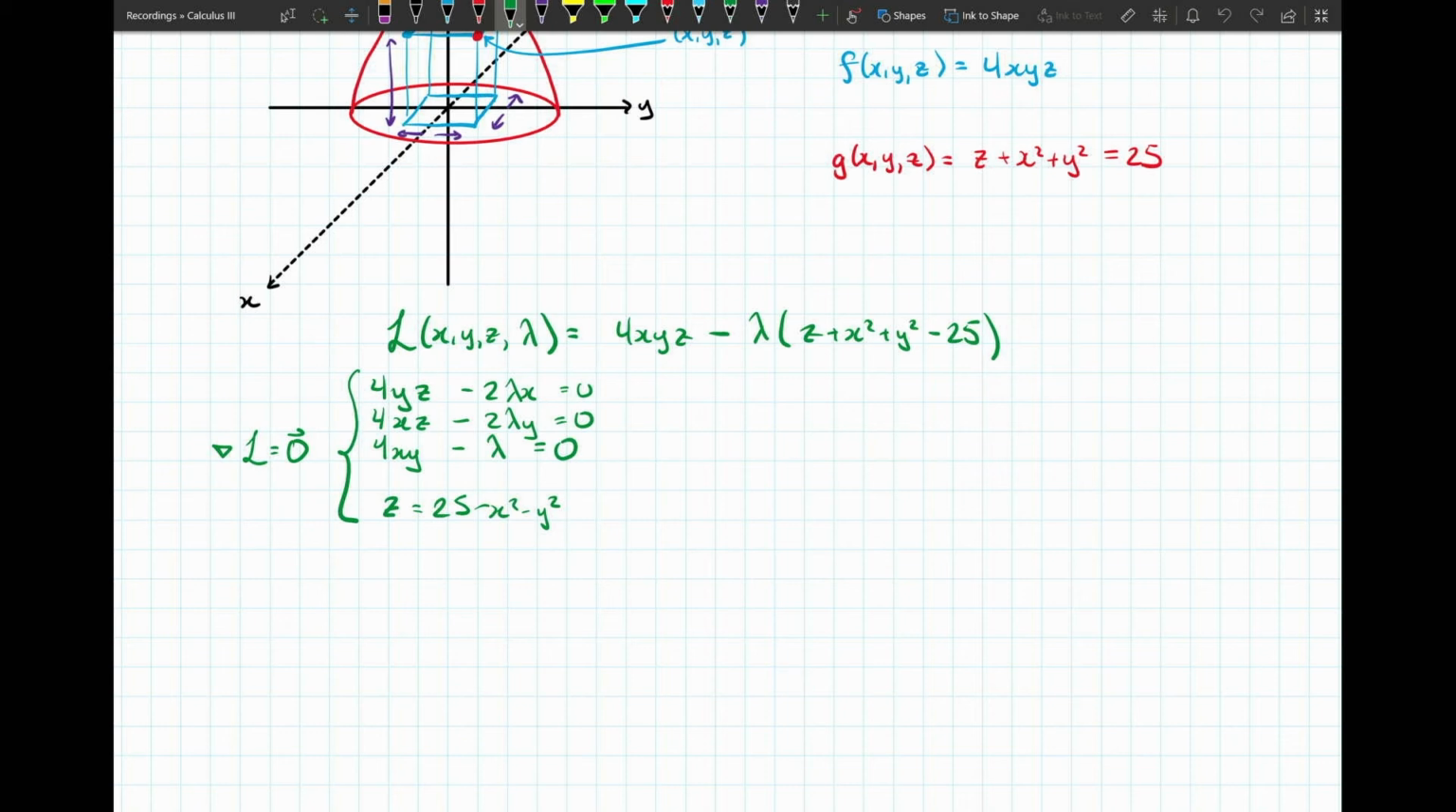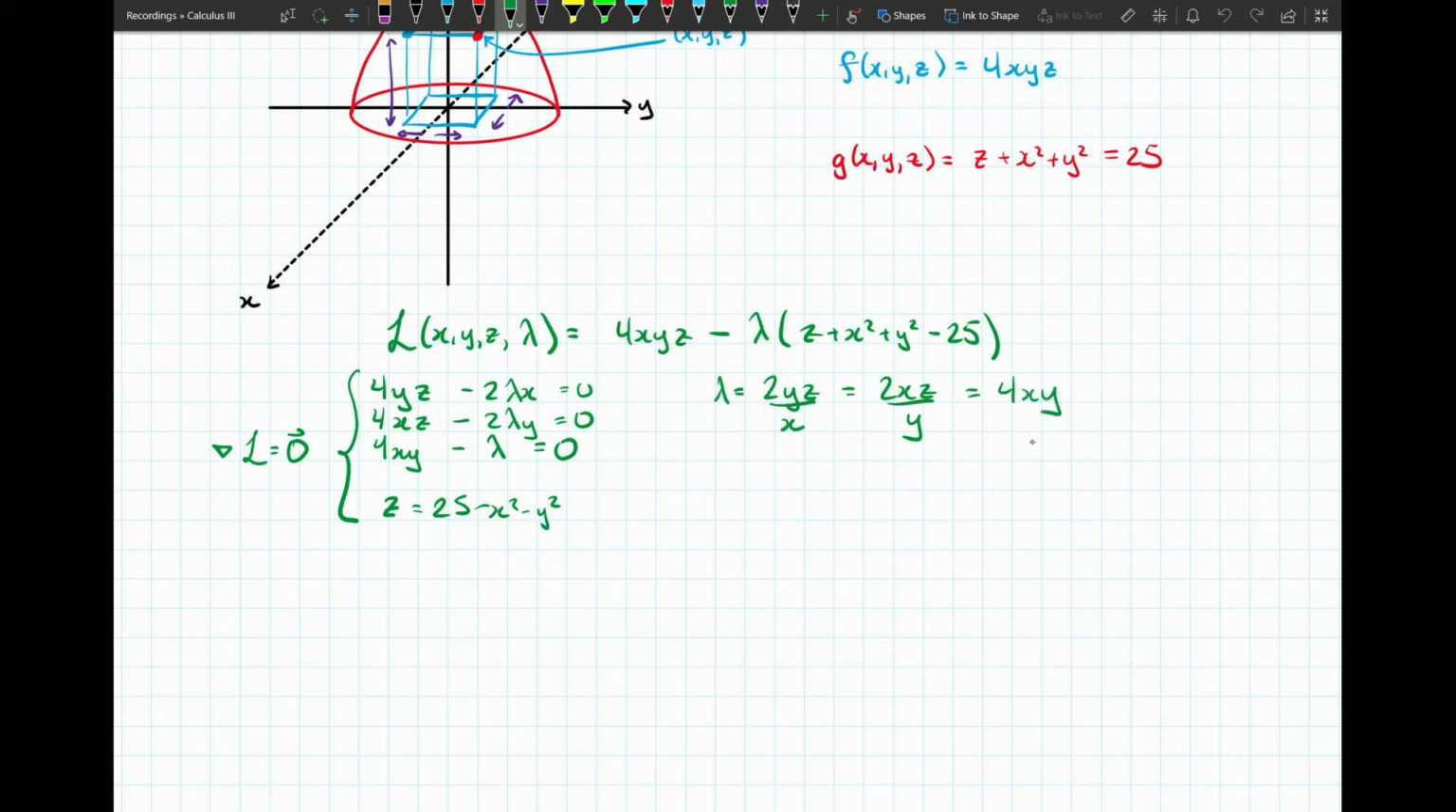So for instance, if we take that first equation and solve for lambda, we'll get 4yz divided by 2x equals lambda. And we can simplify that. Lambda is just equal to 2yz over x. We'll do that again with the second equation. We'll see that we get 2xz over y. Finally, with the third equation, if we solve for lambda, lambda is just equal to 4xy.